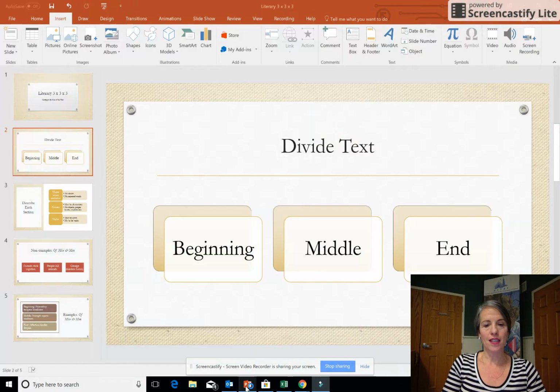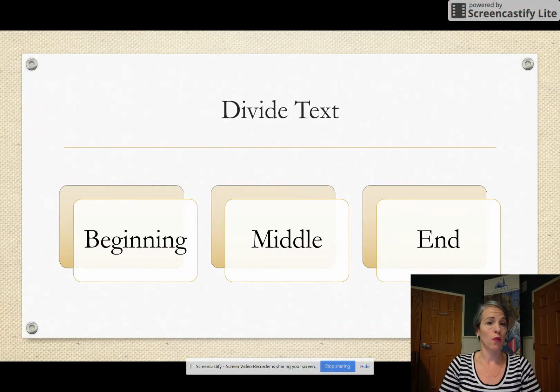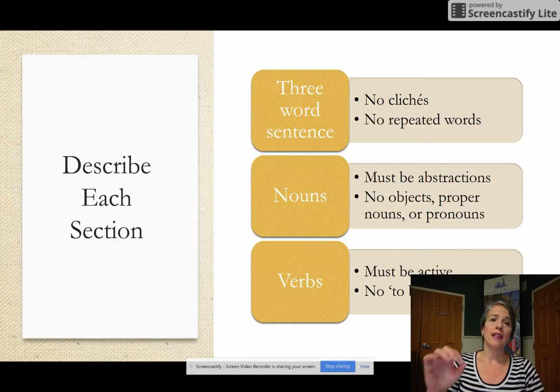So you can see, now these were high school English teachers, and so your students may need a little bit more prompting in their discussions of where these divisions take place. But I think it's worthwhile to let them struggle with what the beginning, the middle, and the end is, because it will help propel them into the next step, which is to describe each section with a 3-word sentence.